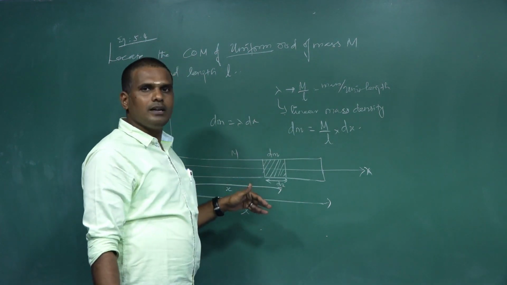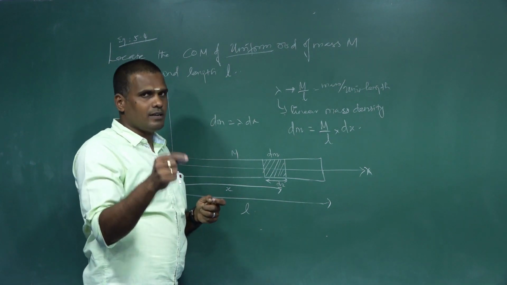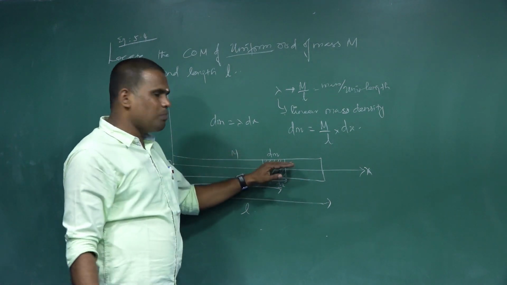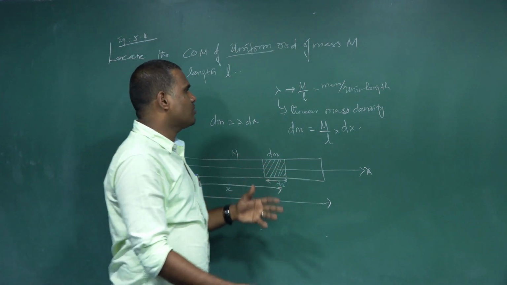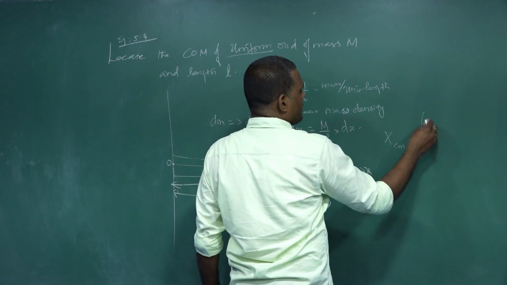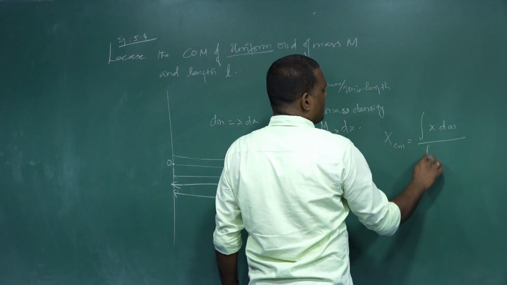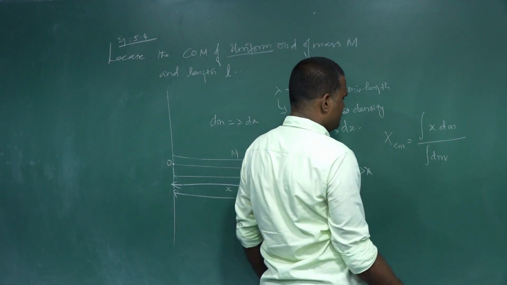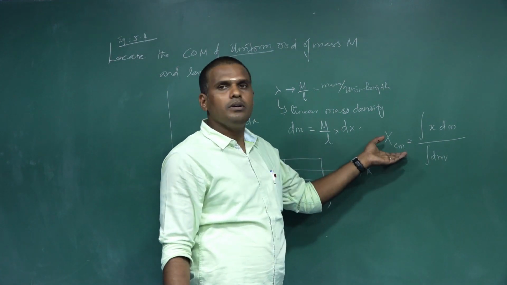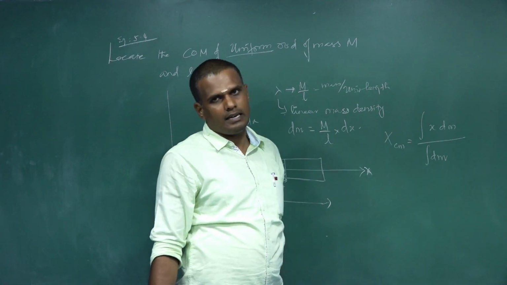Now you have to calculate the center of mass, the position of center of mass. As the rod is placed along the x-axis, we have to go for the expression x_cm is equal to integral of x dm divided by integral of dm. This will give you the position of center of mass of this uniform rod lying along the x direction.